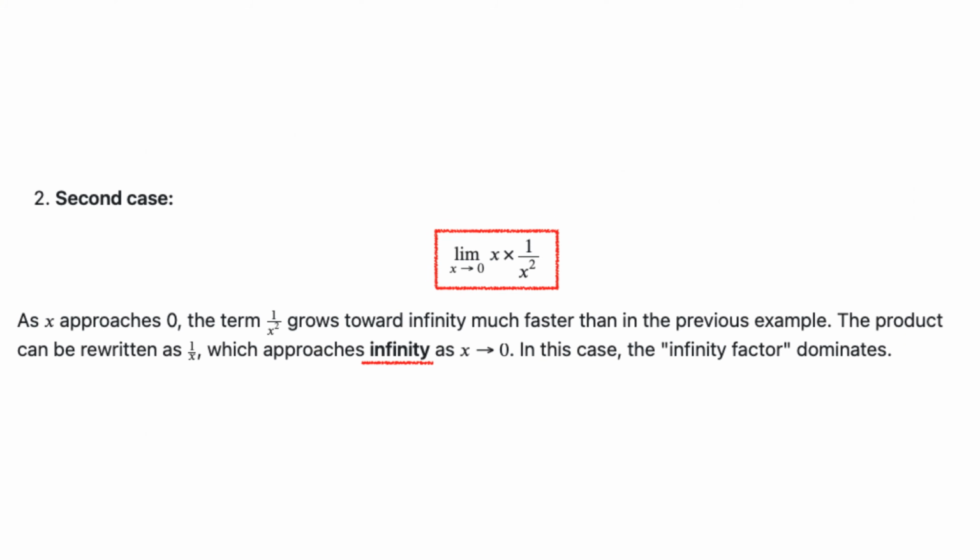The second case, as x approaches 0, the term 1 over x squared grows toward infinity much faster than in the previous example. So the product can be written as 1 over x, which approaches infinity as x approaches 0. In this case, the infinity factor dominates.